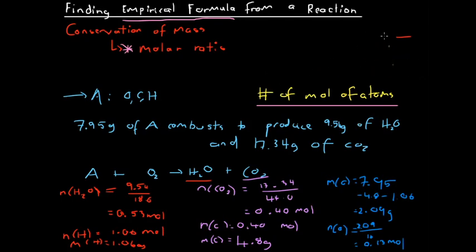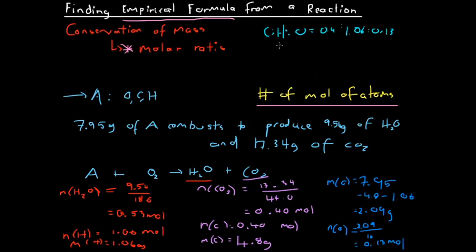And to convert this ratio at the moment, we could say that carbon to hydrogen to oxygen is equal to 0.4 to 1.06 to 0.13. We want to convert this to a whole number ratio so we can get to an empirical formula. To do that, we divide all of these by the smallest number, which is 0.13.